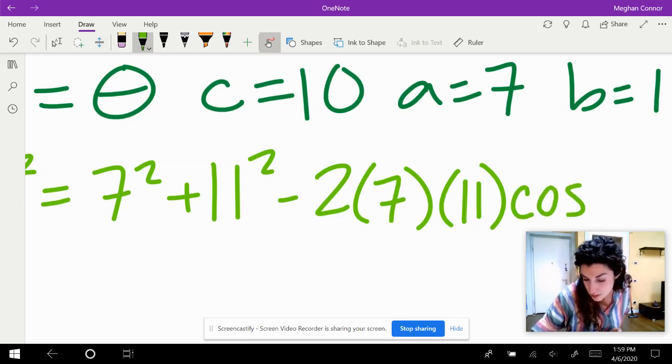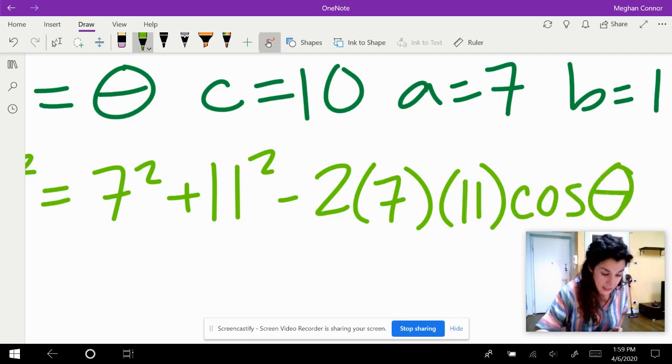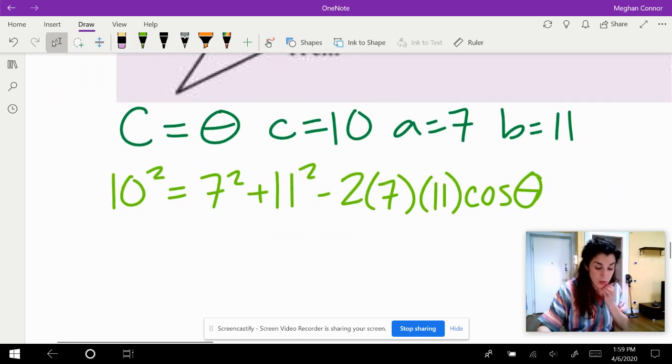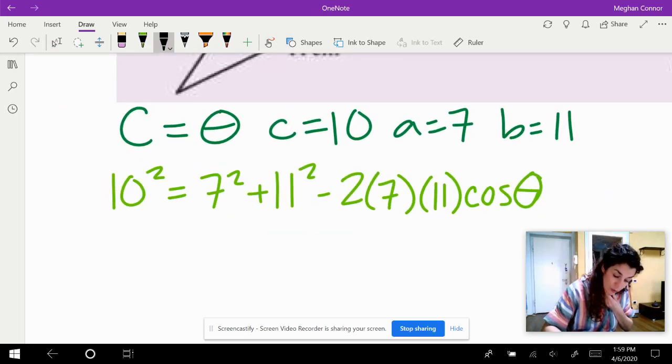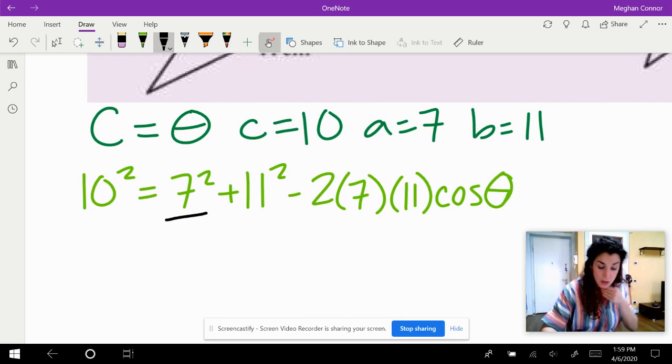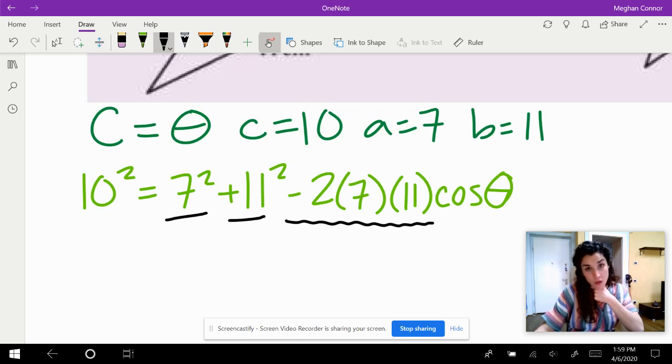cosine of c. Now, order of operations, we would have to subtract out 7 squared. We would have to subtract out 11 squared. We'd be left with negative 2 times 7 times 11 times cosine. And then we would have to divide all of that out. And then we would take the inverse cosine in order to get the angle. It's a big algebraic process. And I know with a lot of you that brings a lot of anxiety.